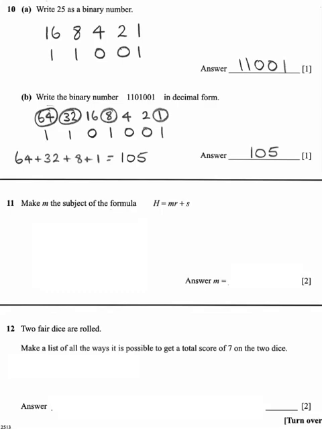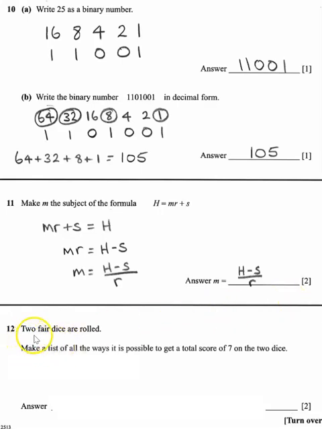Next question says make M the subject of the formula. So this is what I've done here, is basically I've swapped this around. If H is equal to MR plus S, then MR plus S must equal H. So all I've done is just swapped it around, and then I've just taken away S on the left hand side, but also on the right hand side here. So that gets rid of the S, and we divide by R both left and right hand side of the equal sign. So what you should have is M equals H take away S over R.